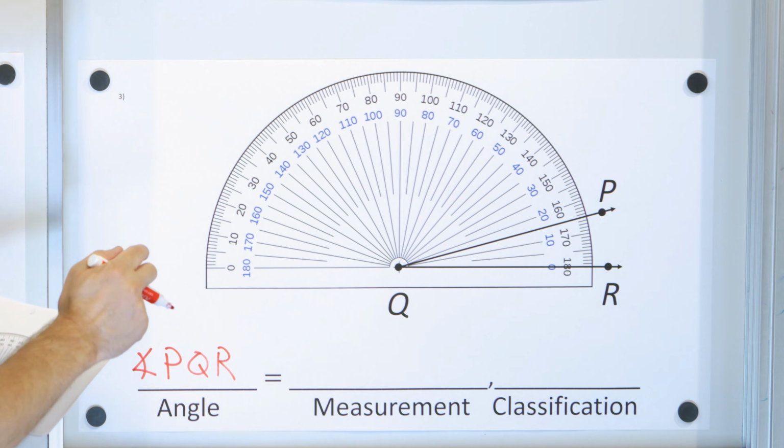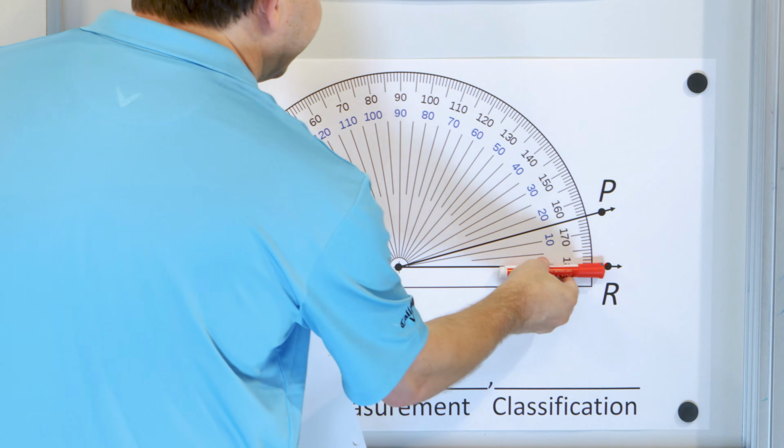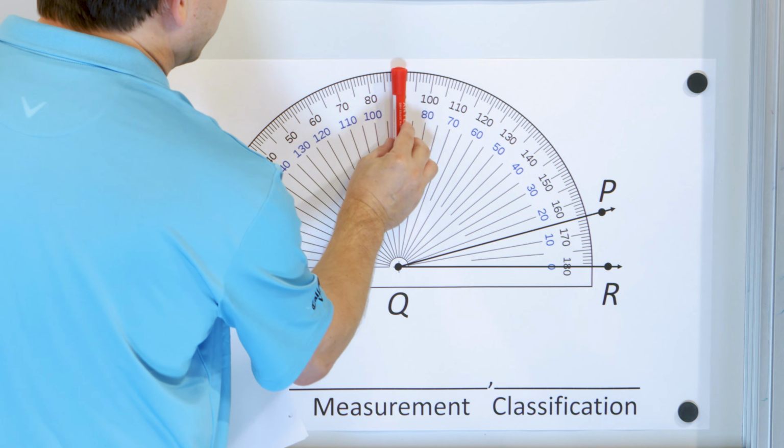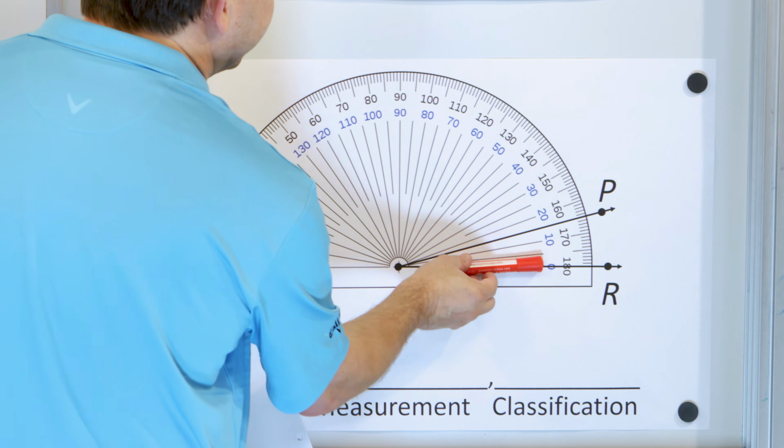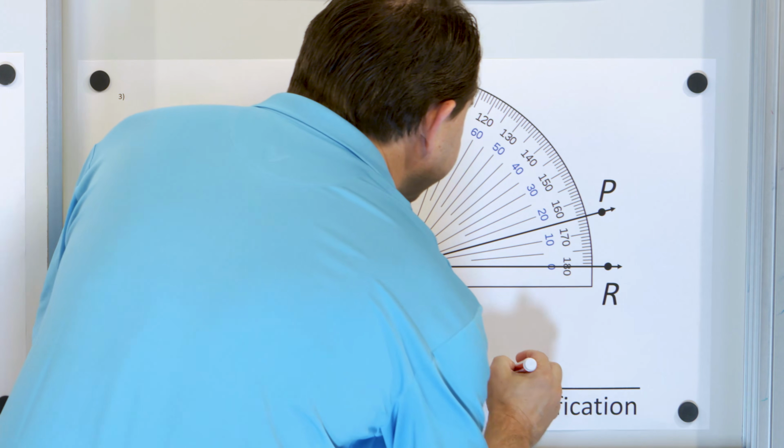Now, is this acute or obtuse? Well, if you think about it, this is one of the rays. A 90-degree ray would be going straight up and down here, and this is way smaller than that. So this is way smaller than 90 degrees. So this is acute.